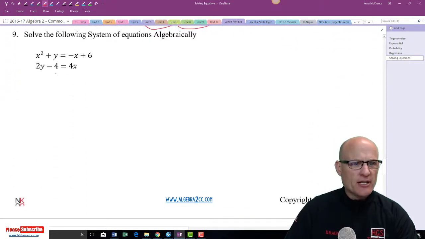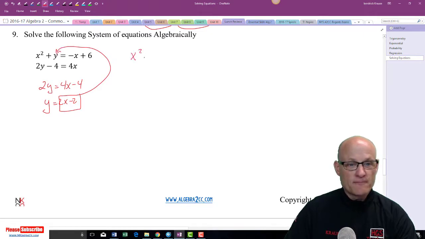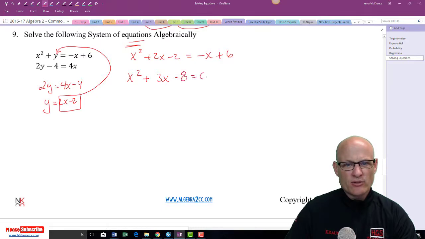Anyway, let's get started. Move this 4 over. I get 2y equals 4x minus 4. Divide by 2. I get y equals 2x minus 2. So that's y. Slightly different problem. I'll plug it in for that y. So I get x squared plus 2x minus 2 equals negative x plus 6. This is positive, so I'll bring everything to this side. X squared plus 3x minus 8 equals 0.